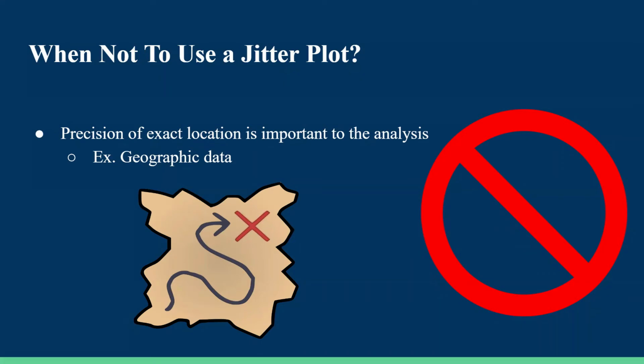You should avoid using jitter plots when the exact location of a mark is important for the analysis. An example could be when you're working with geographic data. If, for example, you wanted to measure when and where gas emissions were detected by a sensor, the jitter plot would move overlapping marks to other spots within the vicinity, therefore giving you less accurate data.